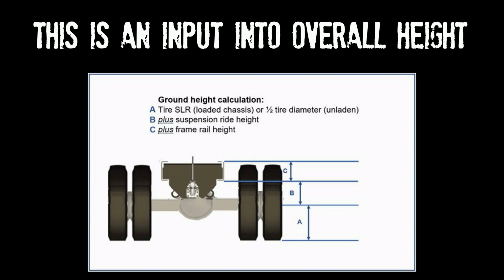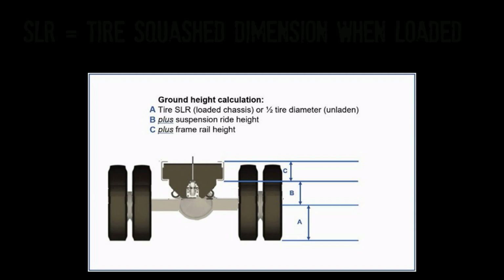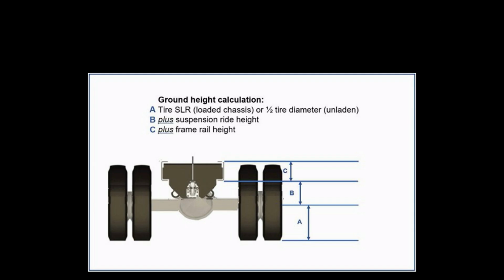Rear ground height includes the drive tire's static loaded radius, or SLR, suspension ride height, and frame rail height. If SLR is unknown, half the diameter of the unloaded tire is a close estimate. Tire and suspension data are available from suppliers or sales orders.